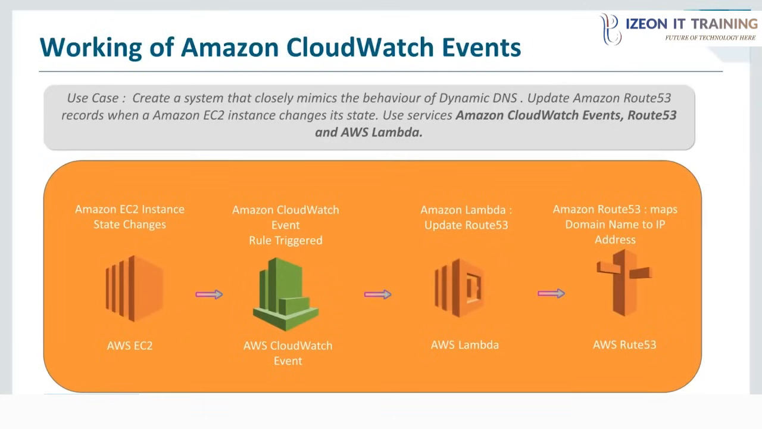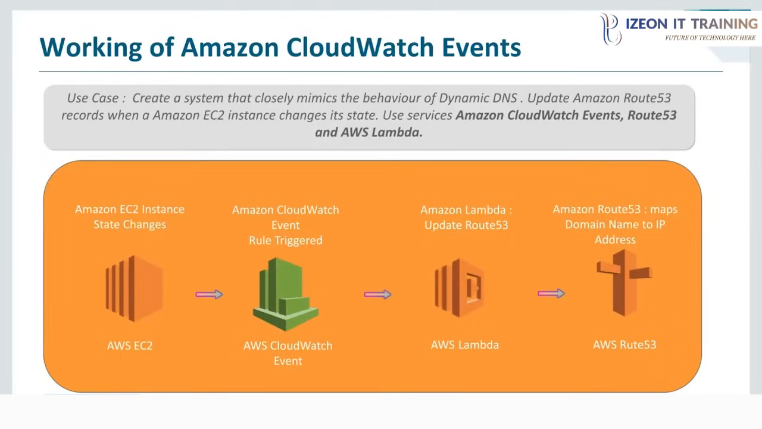So whenever an EC2 instance changes its states, Amazon CloudWatch event becomes aware of these operational changes and it triggers a Lambda function. This Lambda function uses different kind of information regarding the instance like its public and private IP address, and it updates a record in appropriate Route 53 hosted zone.